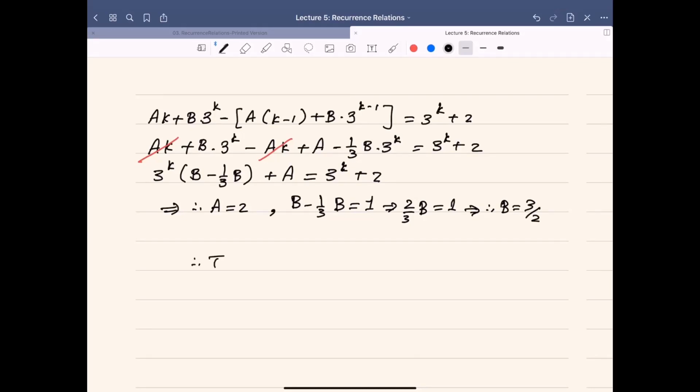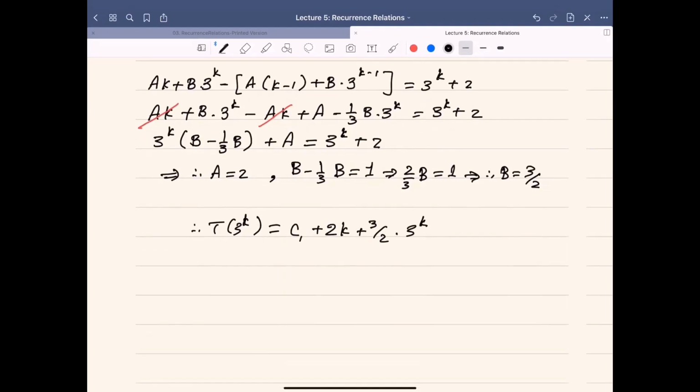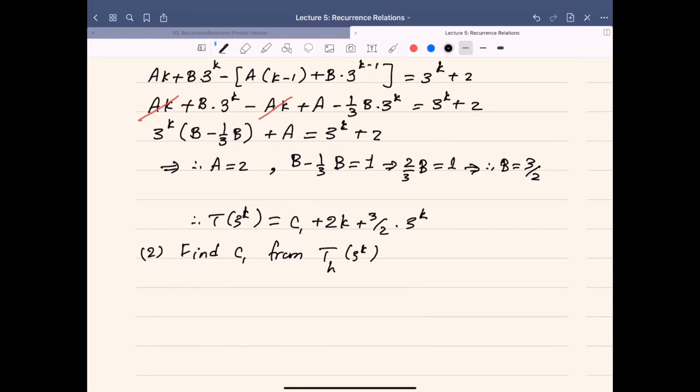So the recurrence relation at that step is equal to C1 plus 2k plus 3 over 2 times 3^k. Step number 2, we need to find C1 from the homogeneous part, which is the 3 raised to power k. And simply from the initial value, because the initial value is T1, so it's easy to find it now.